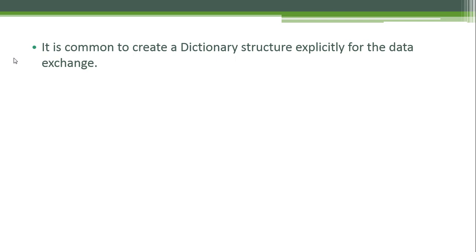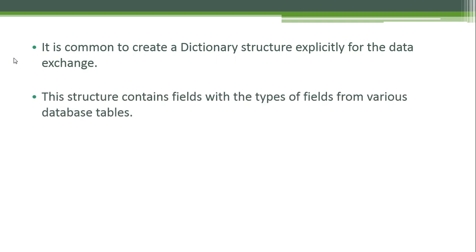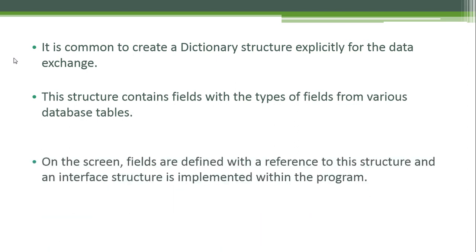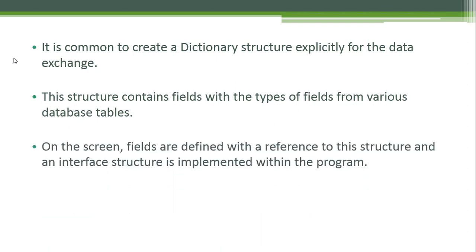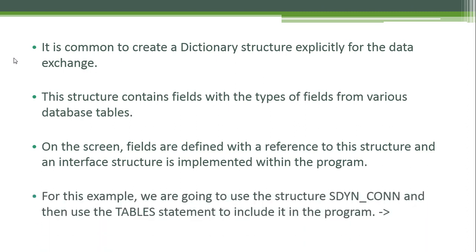It is common to create a dictionary structure explicitly for the data exchange. This structure contains fields with the types of fields from various database tables. On the screen, fields are defined with a reference to this structure, and as an interface the structure is implemented within the program. For this example, we're going to use the structure sdin_conn and then use the tables statement to include it in the program. Let's go back to our program now.